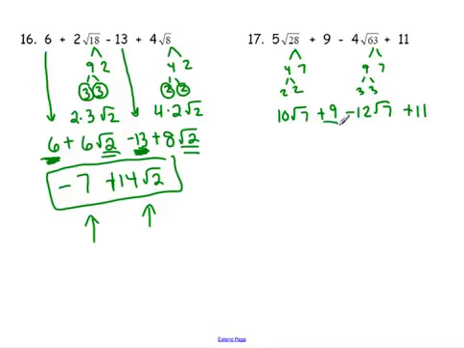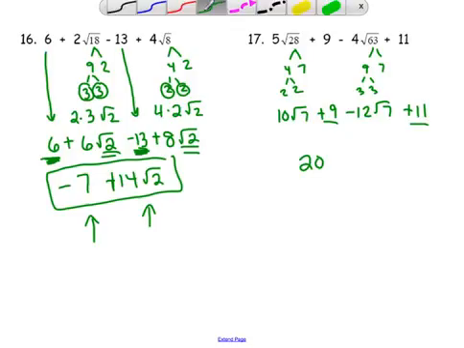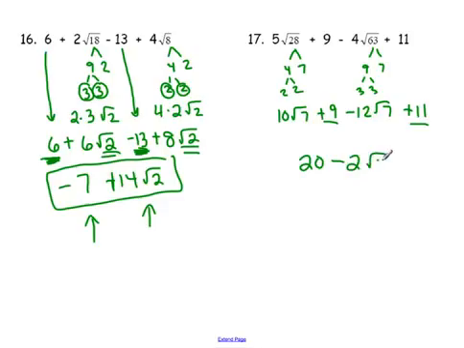Again, I'll take 11 and 9 and add those together. That'll give me 20. And then I'll focus on this. It won't be a plus sign though. It'll simply be a minus sign. So 20, and then I have 10 minus 12, so it should give me negative 2 times the square root of 7.